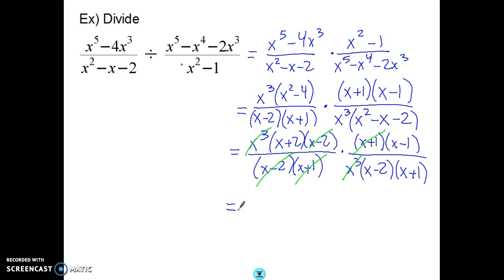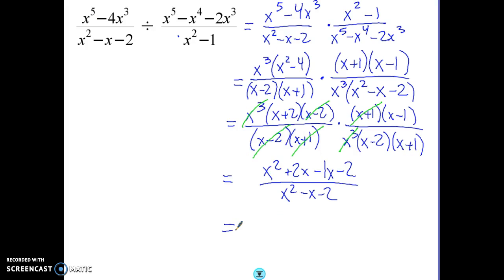So now, let's multiply. So x plus 2 times x minus 1, that is going to be x squared plus 2x minus 1x minus 2. We're FOILing. And in the denominator, we have x minus 2 times x plus 1. Well, we already know that originally was x squared minus x minus 2. You can also just go ahead and FOIL that one the same way. We can simplify that top a little bit because they're like terms. It's x squared plus x minus 2. And the denominator is x squared minus x minus 2. And now we're done.